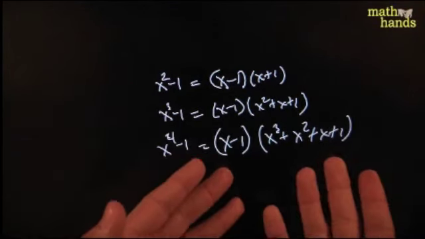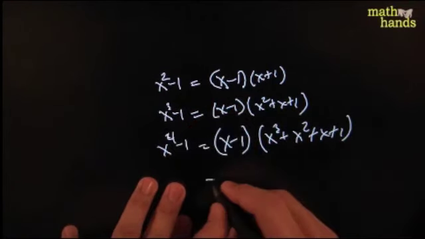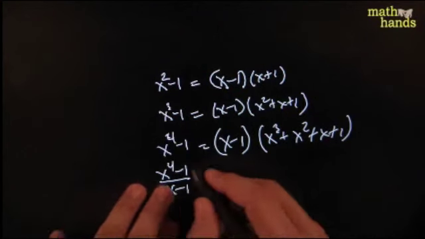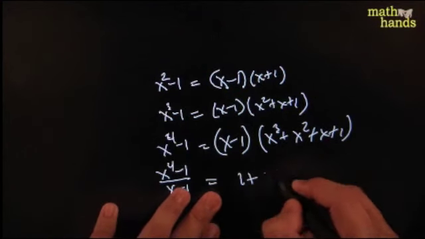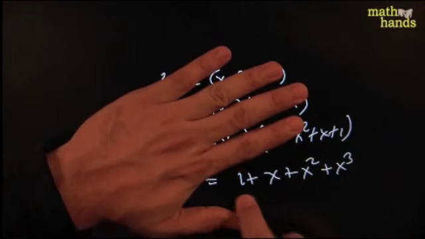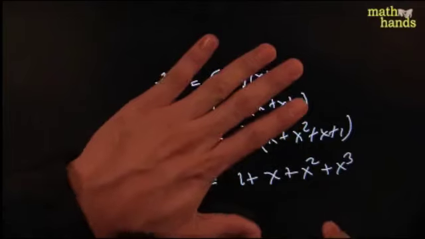This is exactly the key, because this is telling you how to add powers of x. All I've got to do here is divide both sides by x minus 1, so x to the 4th minus 1 over x minus 1 is equal to 1 plus x plus x squared plus x to the third. Look, this is how you add powers. This is exactly how you do it. You just put it into this formula.